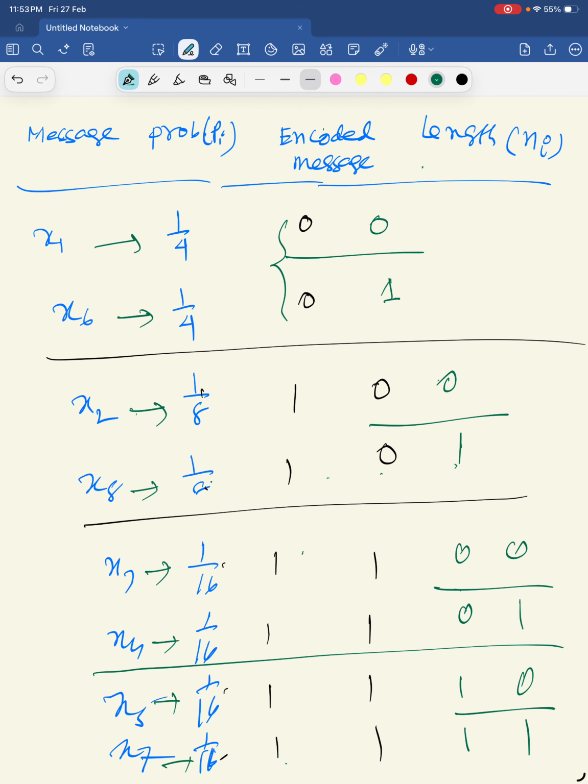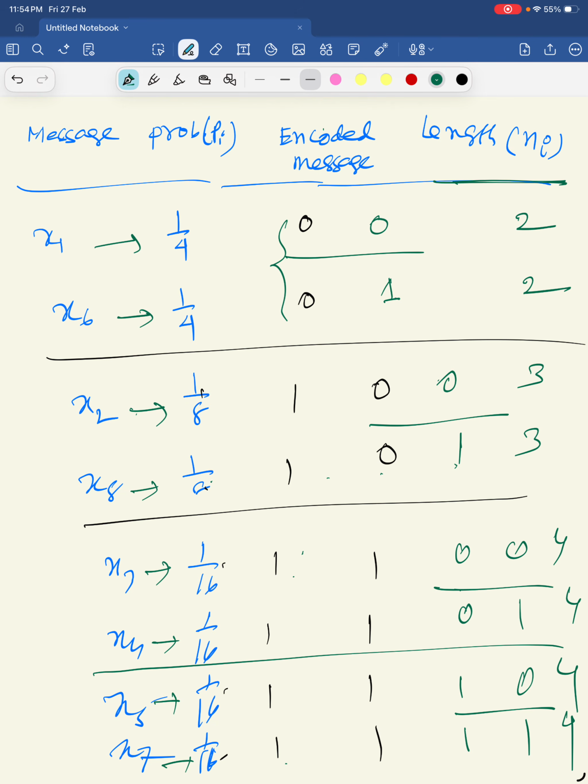So now we'll count the length. The last column is length. So for x1, the code is 00, so length is 2. This is 01, length is 2. 100, length is 3. This is 101, length is 3. Here 1100, so 4. Here 1101, so again length is 4. Here 1110, length is 4. 1111, length is 4. So the last four have length 4, x2 and x8 have length 3, and x1 and x6 have length 2. So now this is the final table.